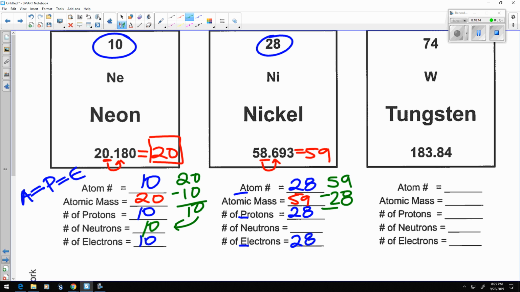And now the little bit trickier part, but not really tricky because now you're getting it, is taking the mass minus the atomic number to find our number of neutrons. So 9 minus 8 is 1. 5 minus 2 is 3. So we have 31 neutrons in nickel. 31 neutrons in nickel. Okay?